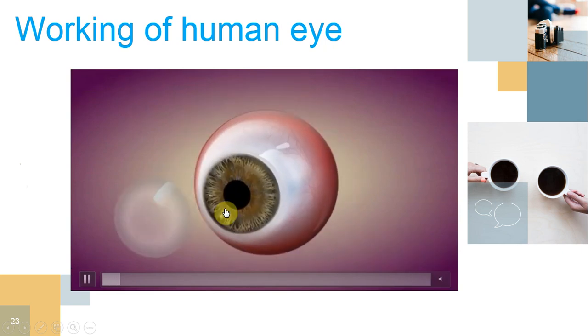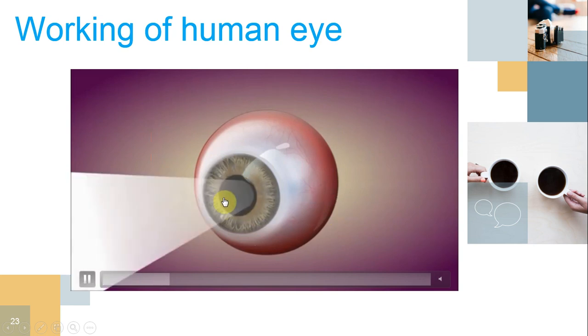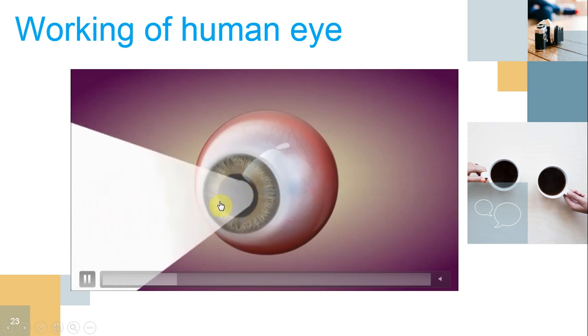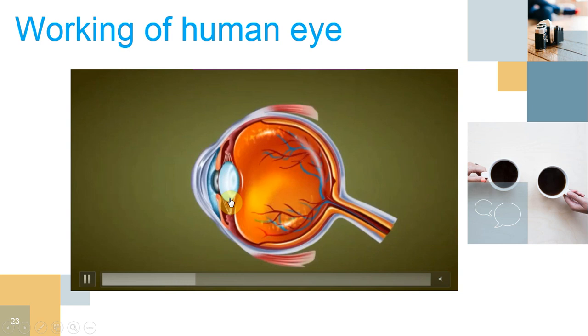Now we see the animation. There is the front part of our eye, that is the cornea. This is the colored part, that is the iris. The center part of the iris is the pupil. The pupil can be adjusted by the iris. It allows light to enter into the eye lens.